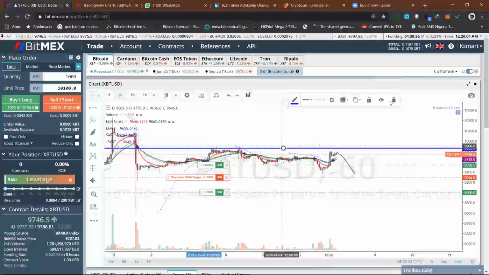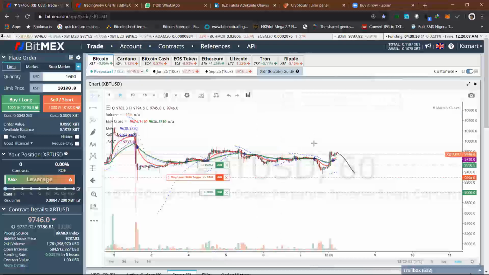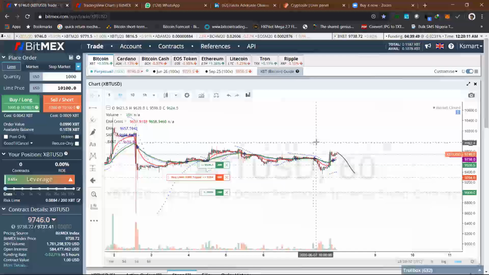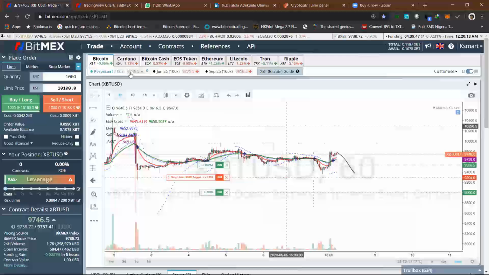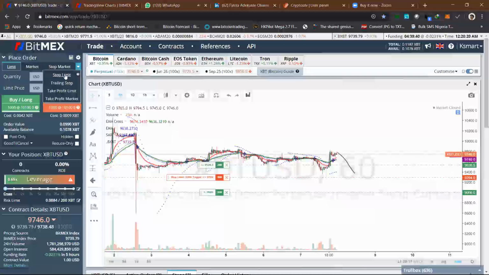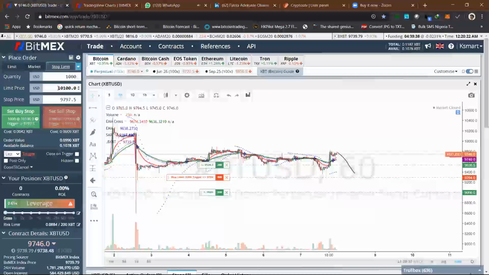That's the current support. So I'm going to be placing my trade around here, which is around 9,974. What I'm saying is, if Bitcoin price hits 9,974 and goes above that, it's going to place a trade for me, a $1,000 contract at 9,000.